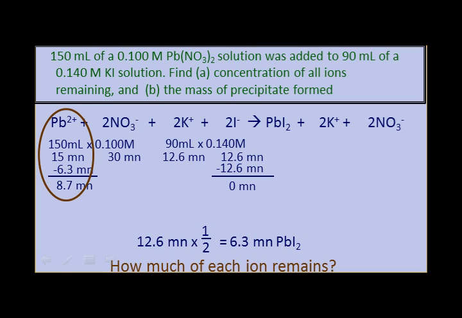Well, what about nitrate ion? How much of that do we have? We have 30 millimoles of that. Why? Because it didn't react. It's a spectator ion. Well, how about the potassium ion? We have 12.6 millimoles of potassium ion also. Why? Because it too is spectator. So none of it reacted. We have none of the iodide ion left.